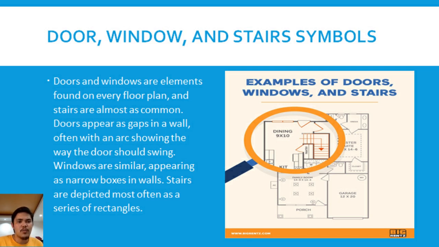Okay? So doors and windows are elements found on every floor plan, and stairs are almost as common. Doors appear as gaps in a wall, open with an arc showing the way the door should swing. Windows are similar, appearing as narrow boxes in walls. Stairs are depicted most often as a series of rectangles. Okay, so we can see, class, that doors have arcs to show their swing. So we have examples of door symbols here.